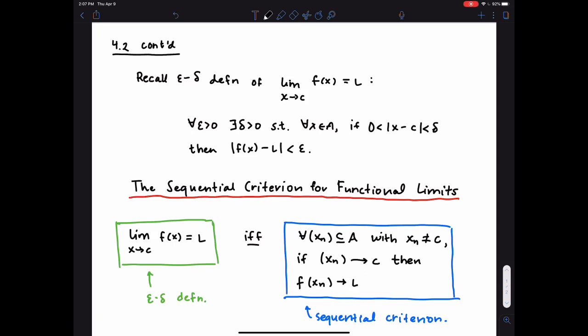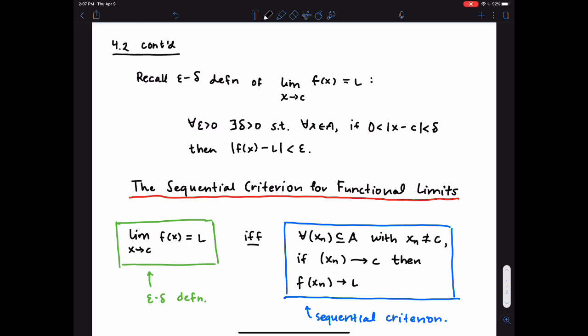In this lecture, we are going to take a look at the sequential criterion for functional limits. If you recall from the introductory video that we did for section 4.2, we talked about how thinking about the limit of a function can be related to looking at limits of a sequence of outputs along some sequence of inputs. We've now spent some time with the epsilon delta definition of a limit, which is what you should be familiar with from when you took calculus.